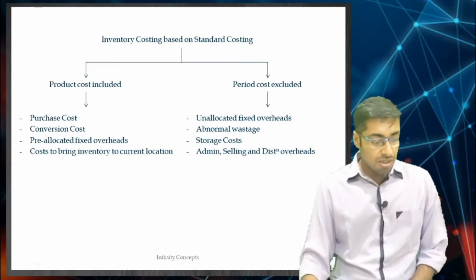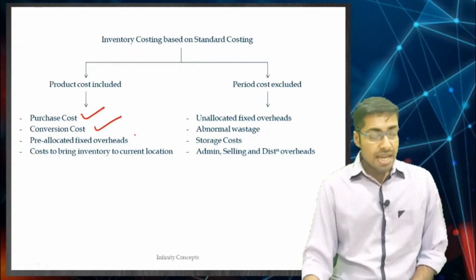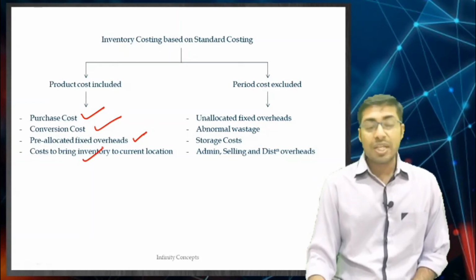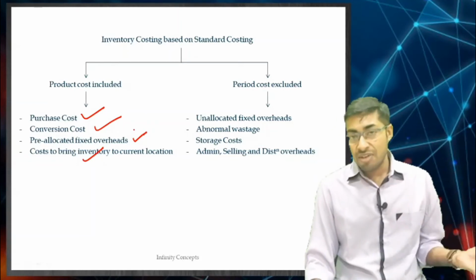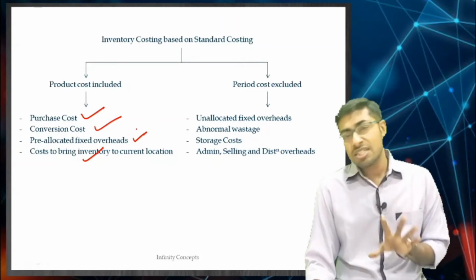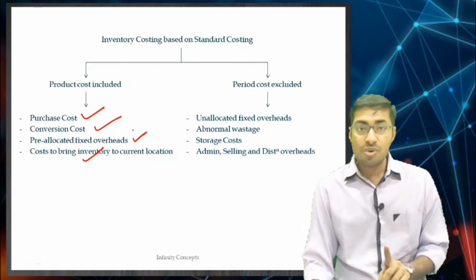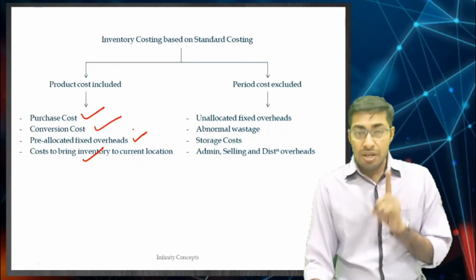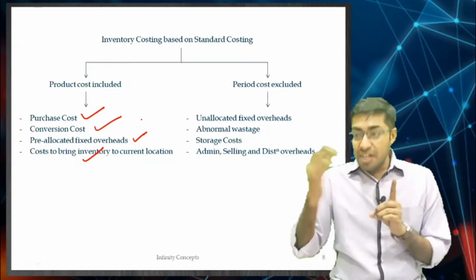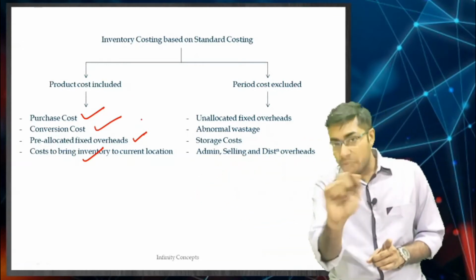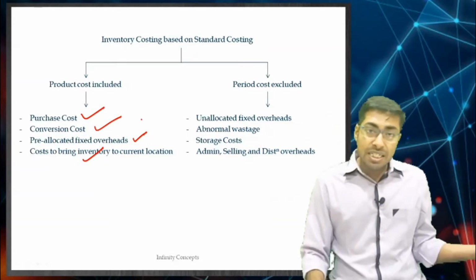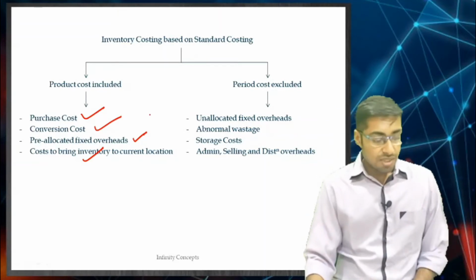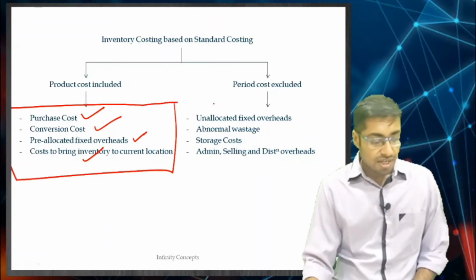Standard material cost, standard labor cost, pre-allocated fixed overhead which is your standard overhead, and cost to bring inventory to the current location. The raw material and inventory which you bring to the current location, whatever cost has been involved till that particular point of time, that is going to be included. The cost that you involve to move your finished goods from one location to another will not be allowed. If you are moving your raw material from one location to another, that will be allowed, but not the finished goods. So, till this point of time, this is what we are going to include.